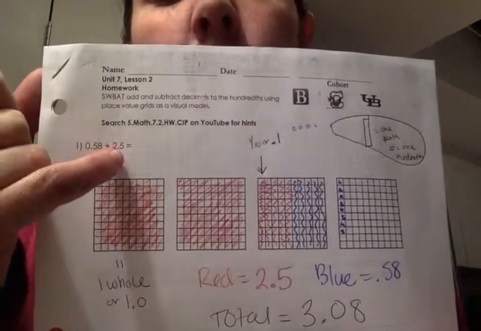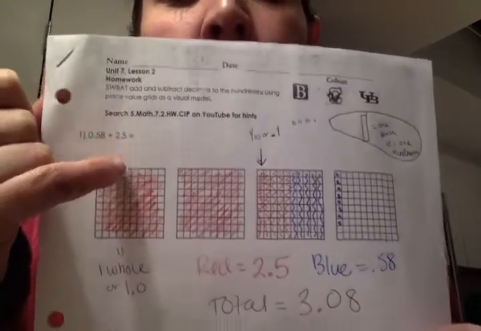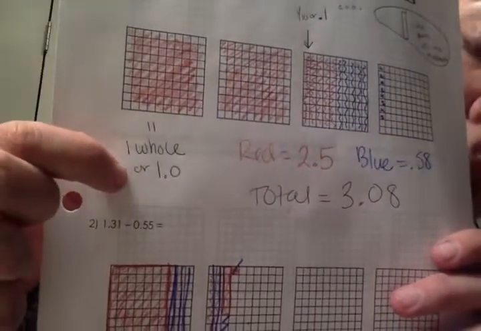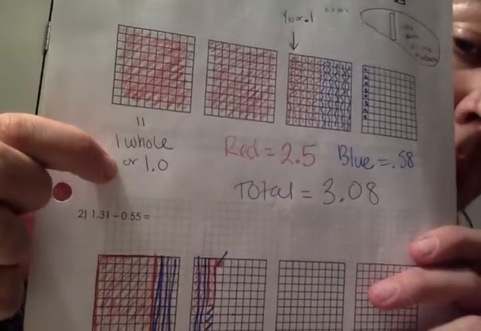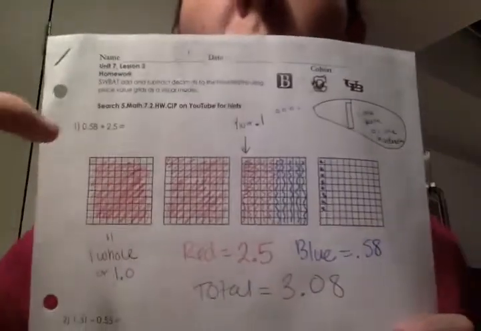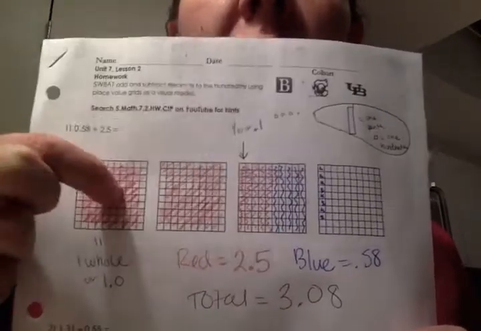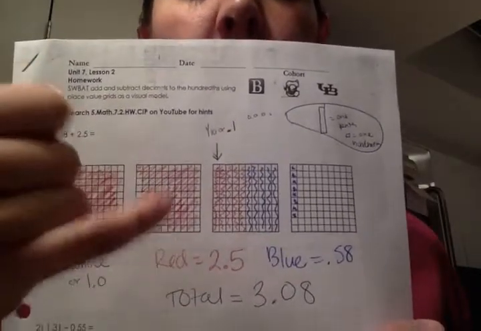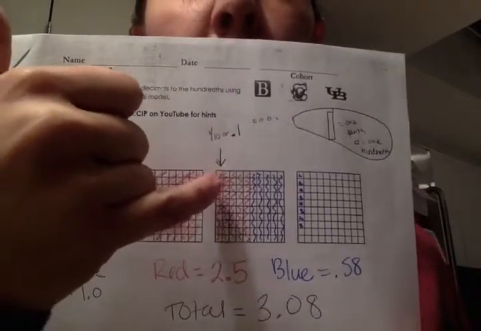Let's start with the bigger number, 2 5/10. Each of these grids is equal to one whole, or 1.0, 1 and 0 tenths. And so we know we need 2, so we can shade in 2 right off the bat. Then we need to take a closer look at what the grid means.